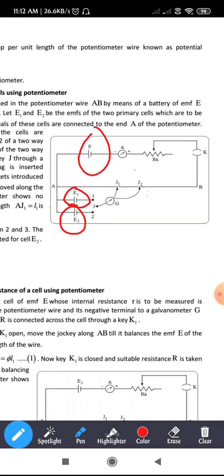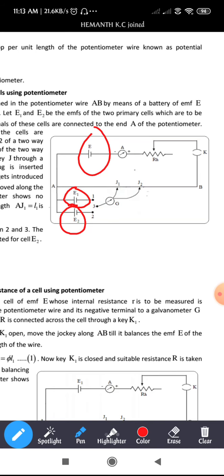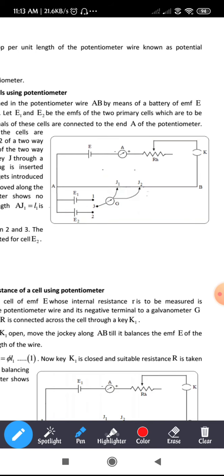Just listen. So E1 is nothing but the Leclanche cell, and E2 is nothing but the Daniell cell. Now we need to compare the EMF of these two cells, that is the Leclanche cell and the Daniell cell. So we should compare the EMF between the first cell and the second cell. E1 is the EMF of the first cell, and E2 is the EMF of the second cell.